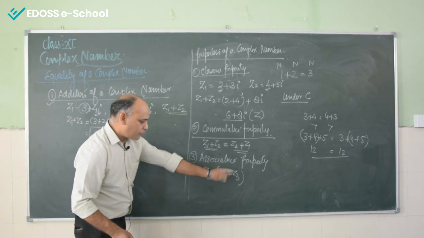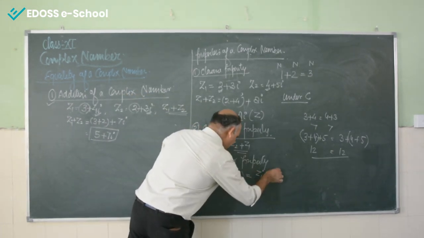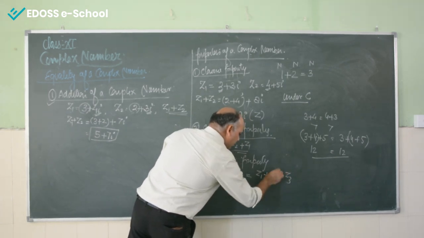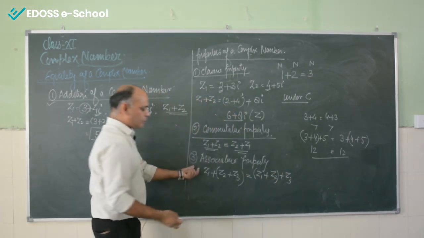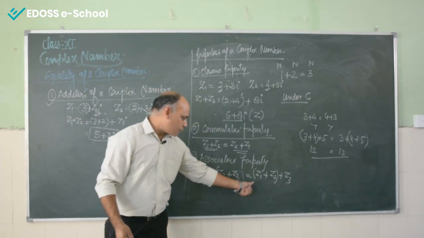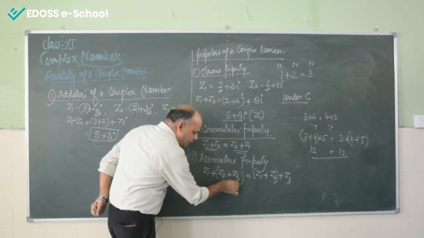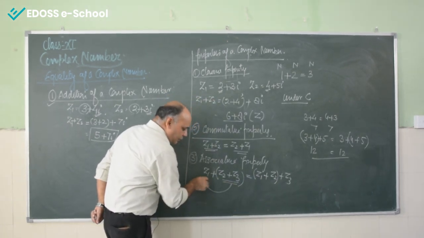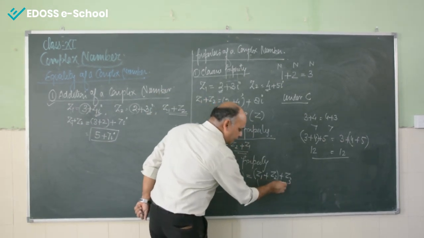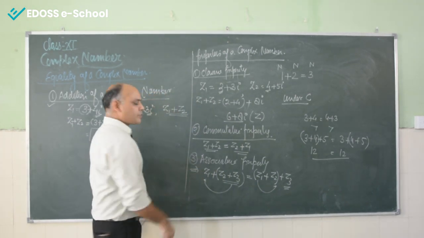Z1 plus Z2 plus Z3 is equal to Z1 plus (Z2 plus Z3). I have changed the order, but you can write it like this also: (Z1 plus Z2) plus Z3 equals Z1 plus (Z2 plus Z3). Means here first you have to add Z2 plus Z3 and add Z1, then here first you have to add Z1 plus Z2 and then you have to add Z3. This property is known as associative property.